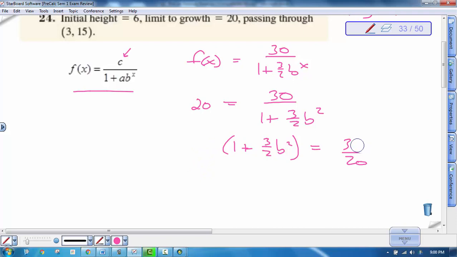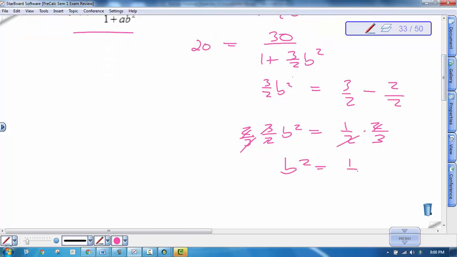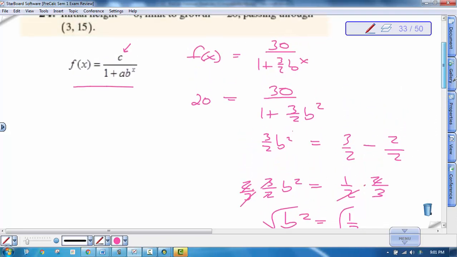The zeros cancel, so I get 3/2. I can drop these parentheses now. I'm going to subtract 1 from both sides, which is the same as subtracting 2 over 2. So now I have 3/2 b squared equals 1/2. Now I can multiply through by 2/3. Multiply the other side by 2/3, the 2's cancel. And I get b squared equals 1/3. So if I take the square root of both sides, I get b equals plus or minus the square root of 1/3. I'm just going to use the positive there.